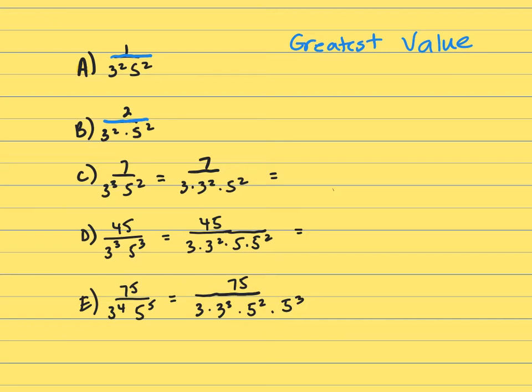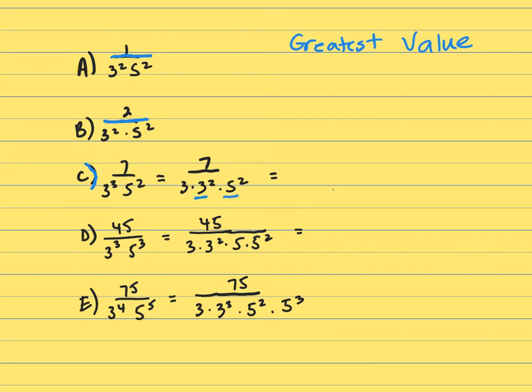Now, let's look at C. I would love for C, D, and E to have the same denominators where I can compare. So I know that I took one of the 3's away because 3 cubed won't go into 7. That's 3 times 3 is 9, 9 times 3 is 27. So I took one of the 3's away, and that leaves me a 3 squared and that 5 squared.